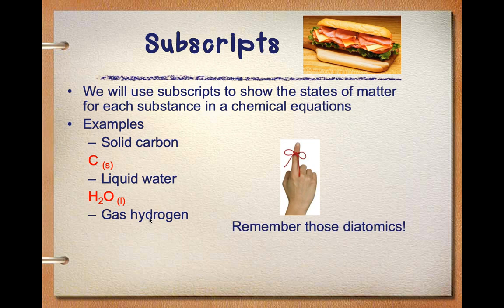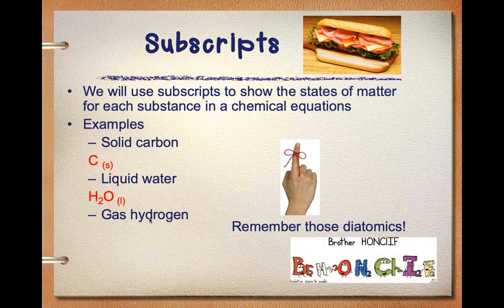Look back in your notes. What's the trick for remembering the diatomics? Yeah, Brother Honcliffe. So Brother Honcliffe, that H is for hydrogen. So we don't just put H, we have to put H2, and then we put the little g in parentheses down below to make it a subscript. That tells us that this is gas hydrogen. Now, those are the 3 states of matter that we generally think about in science. However, another special thing is, well, what if it's a solution?